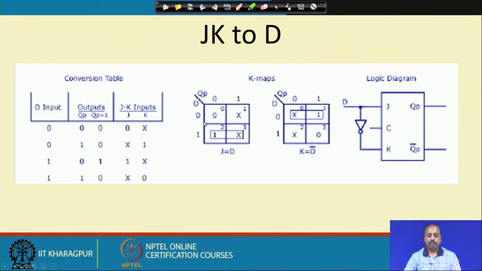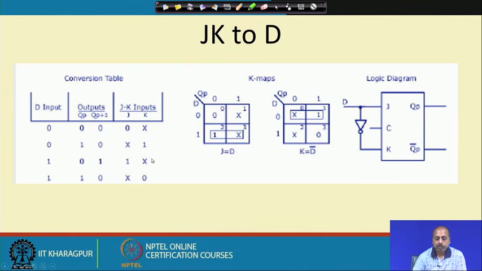Next, we will be looking into the technique of how to convert a JK flip flop to a D flip flop. The strategy is similar. First we write down the table for the D flip flop. If D input is 0 and Qp is 0, we want Qp plus 1 to be equal to 0. If D is 0 and Qp is 1, then also it is 0. D is 1 and Qp is 0, so the Qp plus 1 should be equal to 1. So, this is the D flip flop behavior.